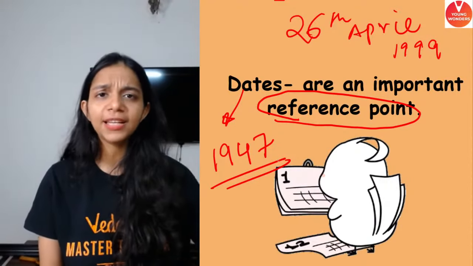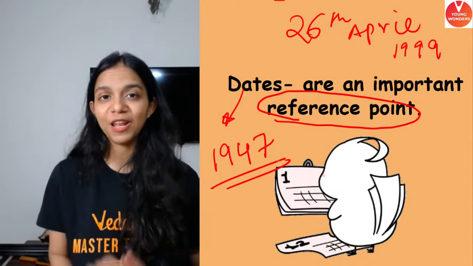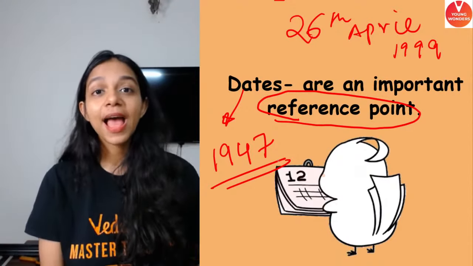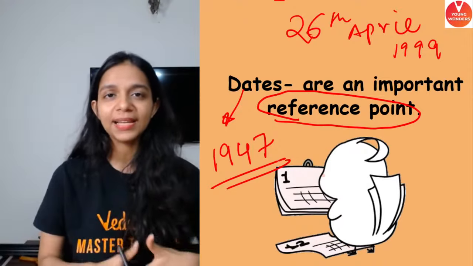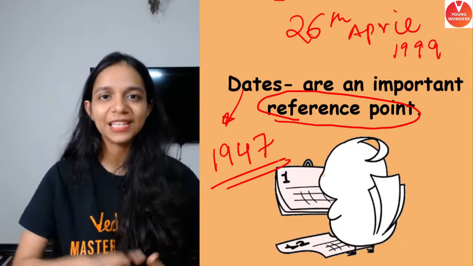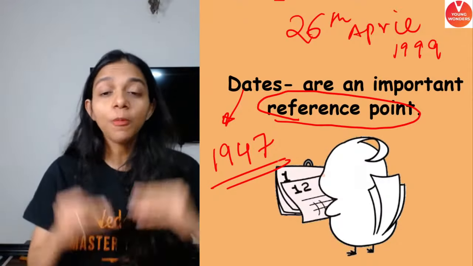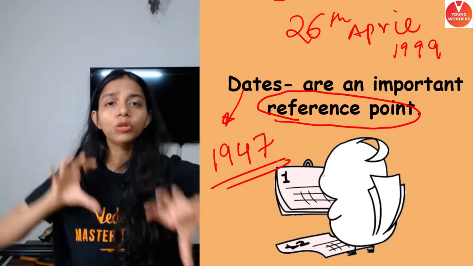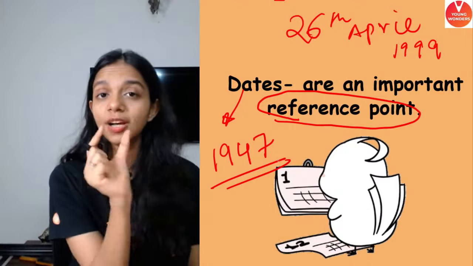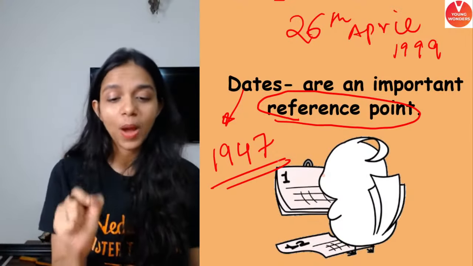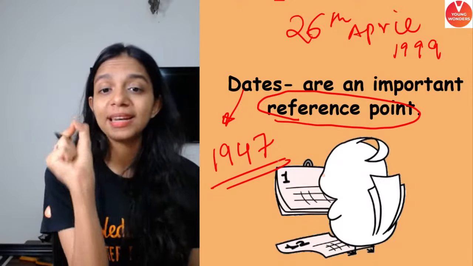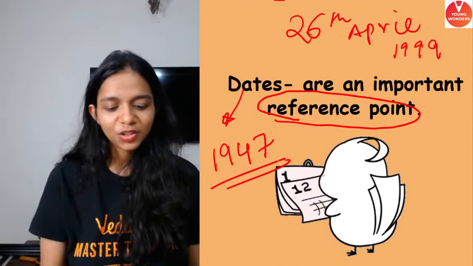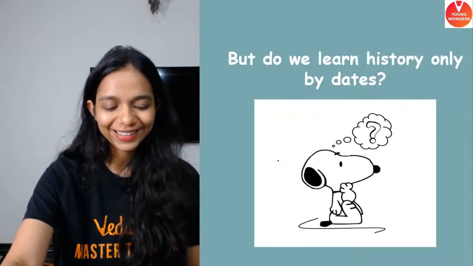What else happened in 1947? People started wearing long skirts. Long skirts were in fashion again. What else? Queen Elizabeth, who then was a princess, married Prince Philip. So because we know this date, we can know what was happening around the world in this particular year. So dates provide us a very important reference point. Got it? Yes? So, dates are important.